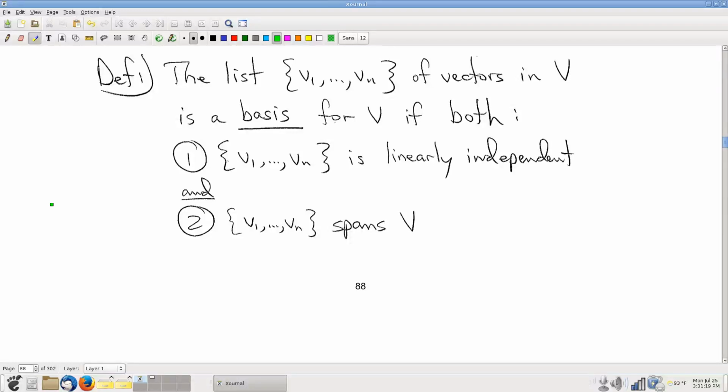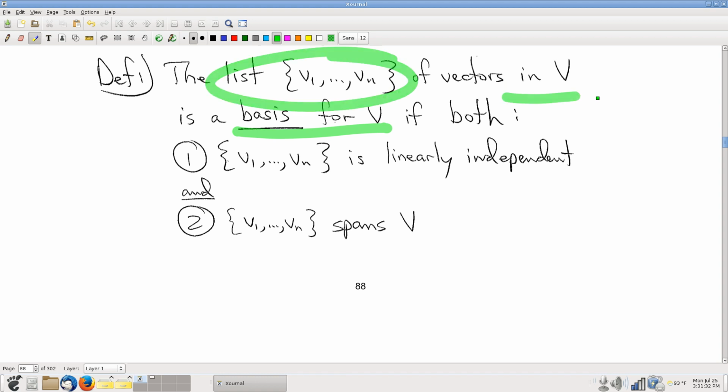So we're now prepared to make an important definition. This definition is for a basis for a vector space. A basis for a vector space is a list of vectors in that vector space. And specifically, this list of vectors has to have two properties. That list of vectors has to be linearly independent, and that list of vectors has to span the vector space.